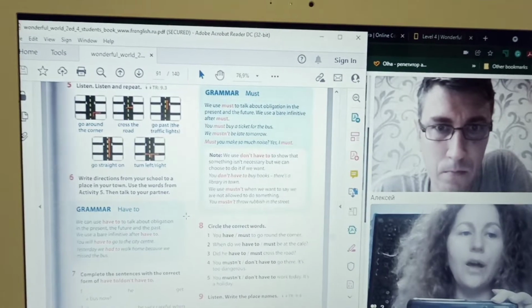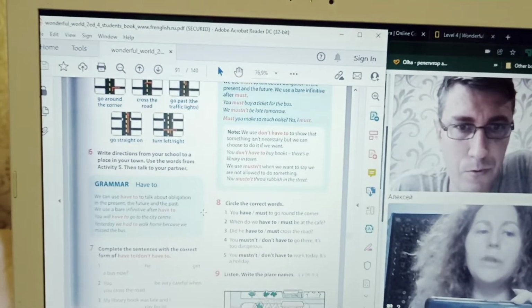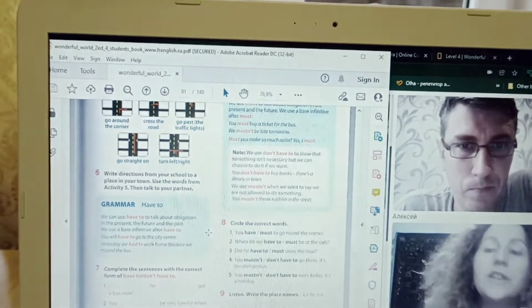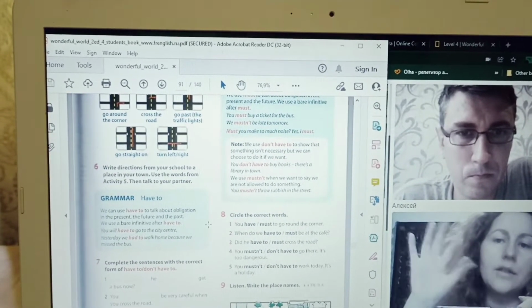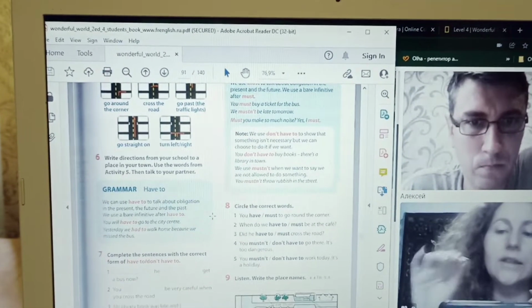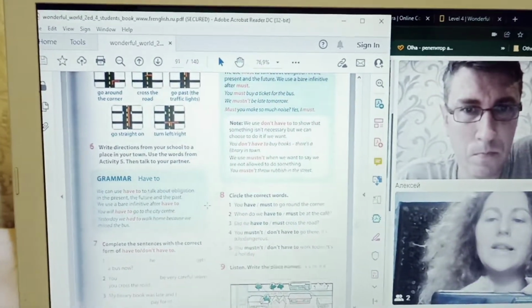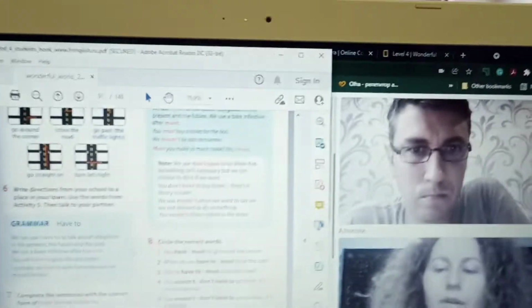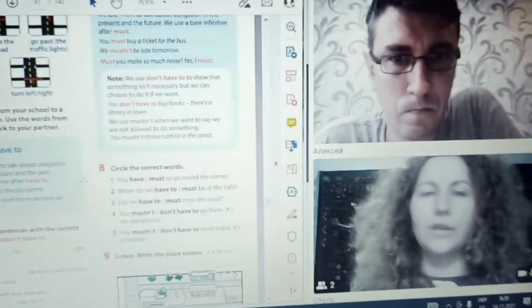Yes, and here first of all, have to. First modal, have to. We can use have to talk about obligation in the present tense, in the future and in the past, because have changes with three tenses: present, past, and future. For instance, I have to attend the lessons because it improves my skills. Again, in the past, I had to. In the future, I will have to.